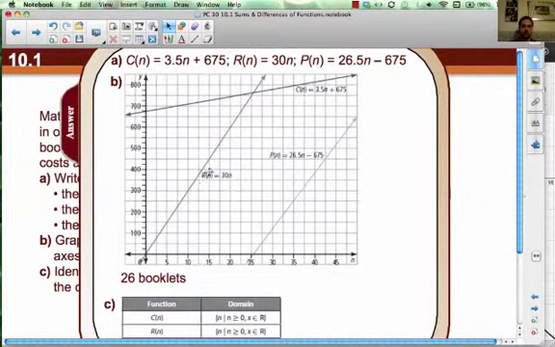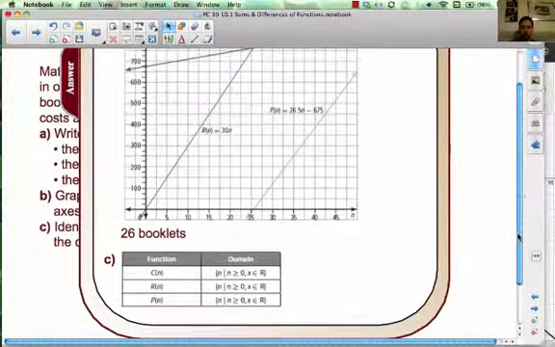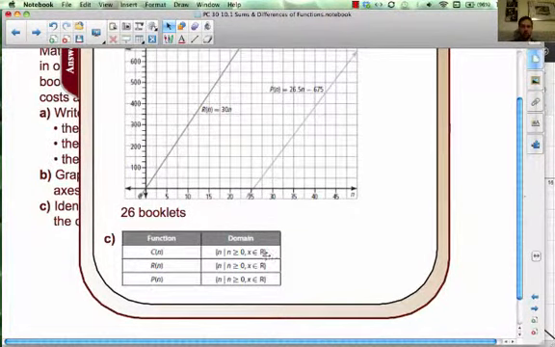So cost function, revenue function, everything above this will be profits. So you notice your profit function does not have positive values until we reach that intersection there. And this is all profit. Okay. There are your domains. Awesome.